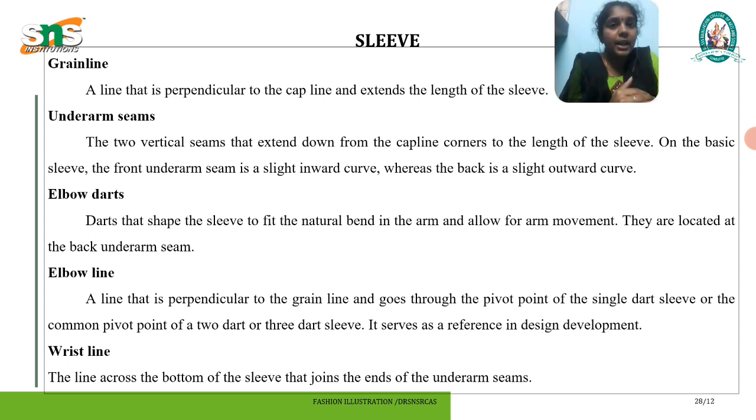Underarm seams, elbow darts. So here we can create darts. Darts are mainly used to create shapes. So underarm darts means creating darts to make a neat form. So elbow darts. Next, the elbow line and the wrist line. This is called the wrist, and it is the wrist line.